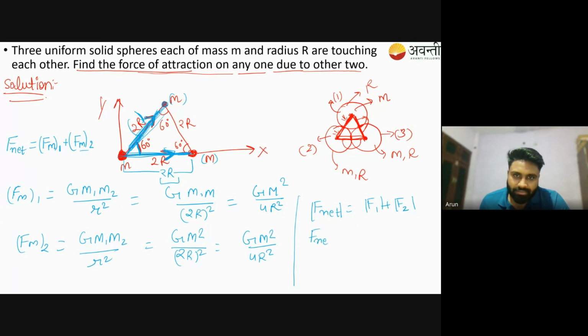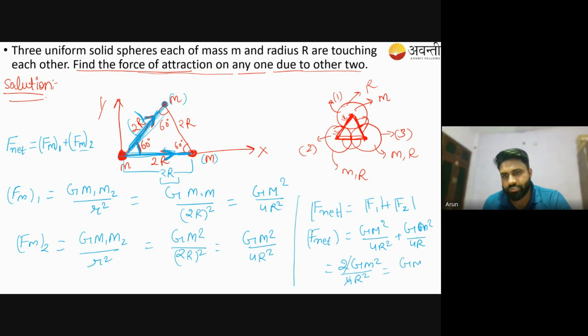So the F net here is F1, which is G m square by 4r square, plus F2, which is also G m square by 4r square. So it will become 2 times G m square by 4r square. 2 into 2 is 4, 2 twos are 4, so it is G m square by 2r square. This is the net force acting on this particle. The same amount of force will act on the other particle but in a different direction.